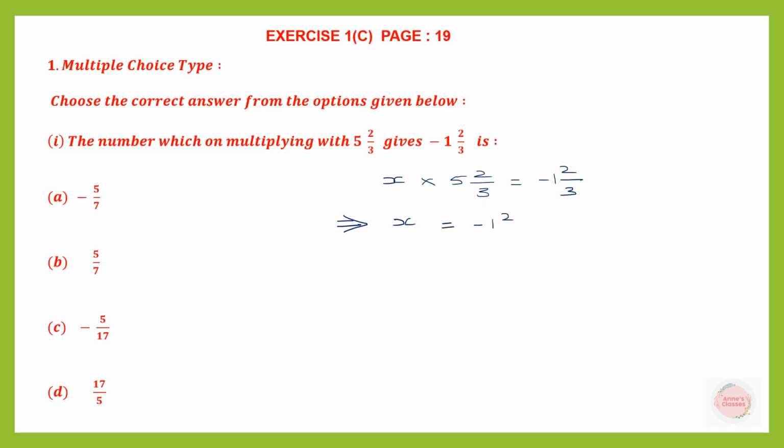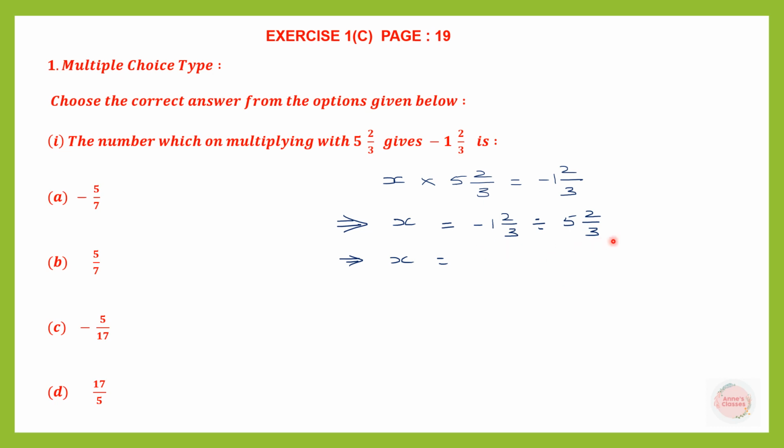Minus 1 2 by 3. And here what do we have? Here we have 5 2 by 3, which we are going to transpose to the other side. Because it is multiplication, when it goes to the other side, it becomes division. So this is divided by 5 2 by 3. Now we can find the value of x by solving this part here.